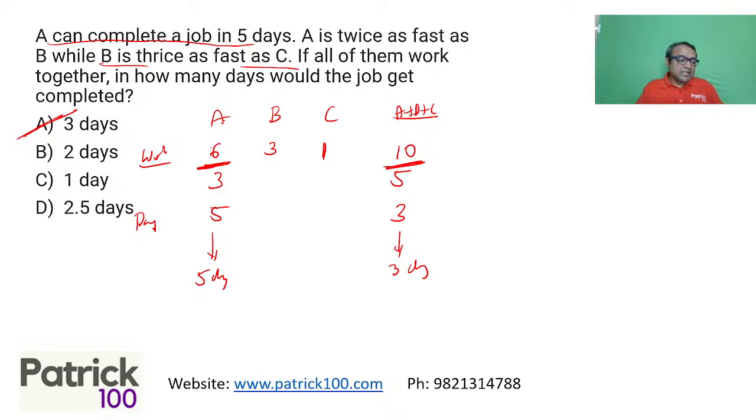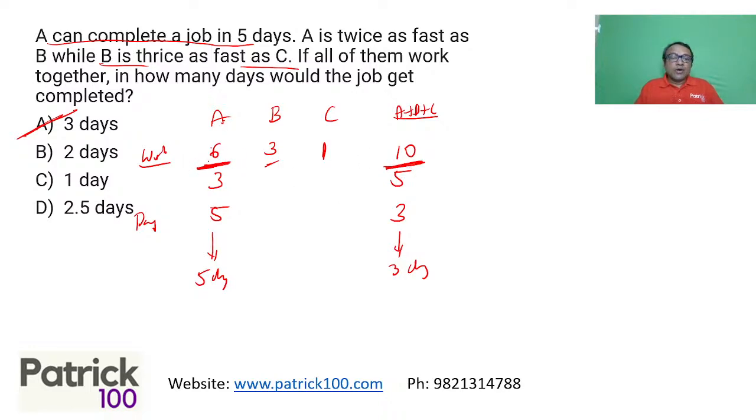Again, you have A, B, C, and together A plus B plus C. If you have this, you can make out that if C does one work, B will do thrice as much work, 3 work. A does twice of B, which is 6 work. Together they do 10 amount of work.